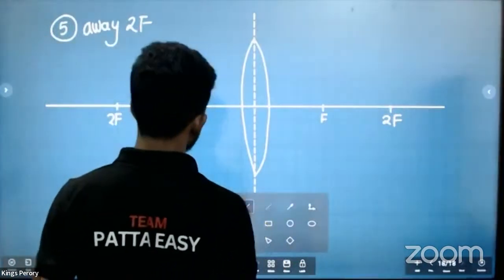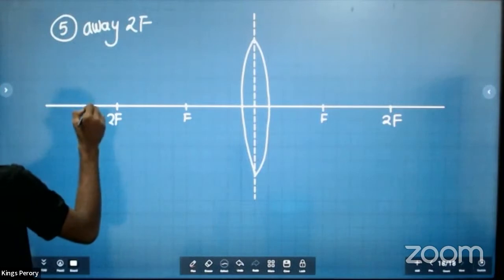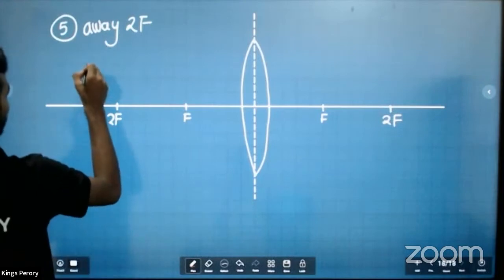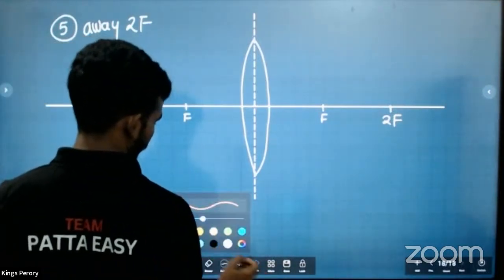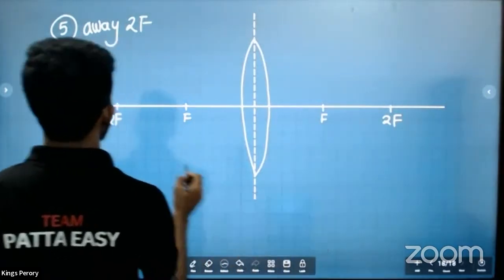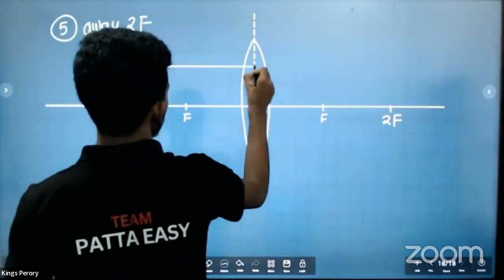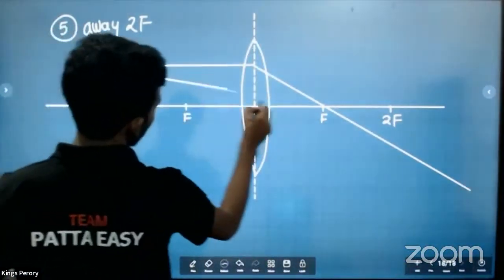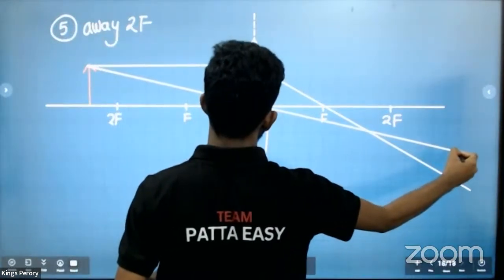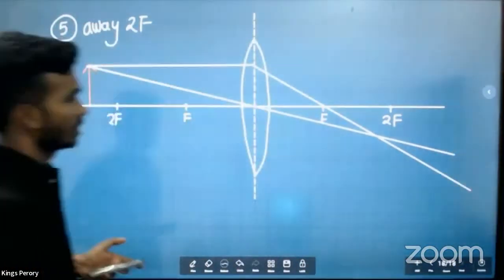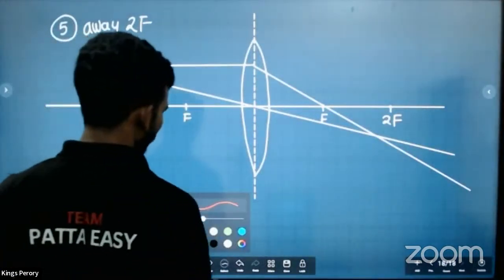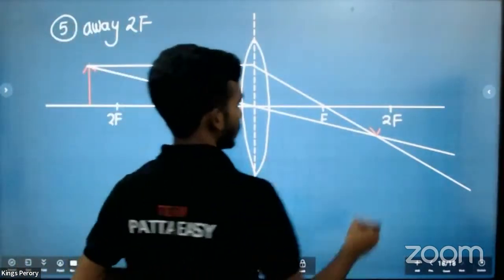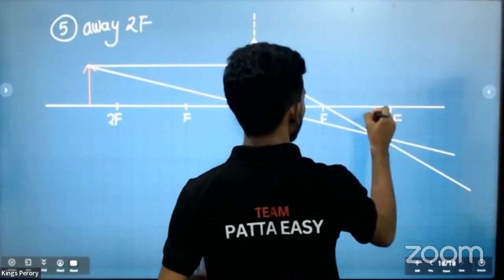Now place the object away from 2F, somewhere here I will place. Same story, no changes. One ray parallel, go through focal. The other ray through optical center, travels through the same path. When you properly scale it and draw, you will get a diagram like this. This is the meeting point. Head is there. Tail is always on the principal axis. That's the image.